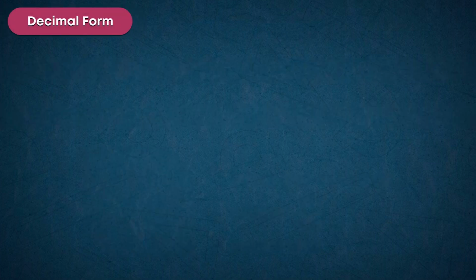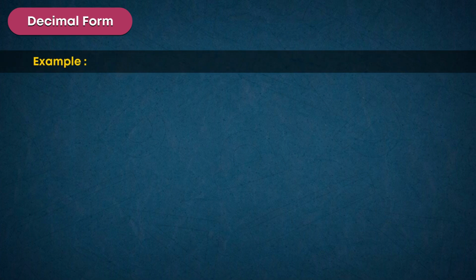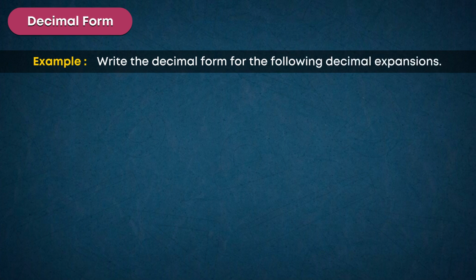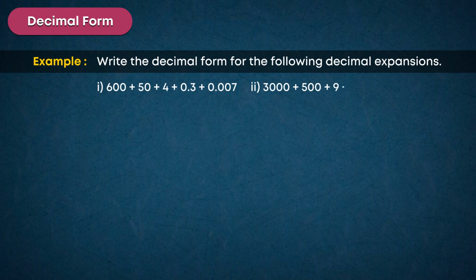Decimal form. Example. Write the decimal form for the following decimal expansions. 1. 600 plus 50 plus 4 plus 0.3 plus 0.007. 2. 3000 plus 500 plus 9 plus 0.2 plus 0.05 plus 0.007.